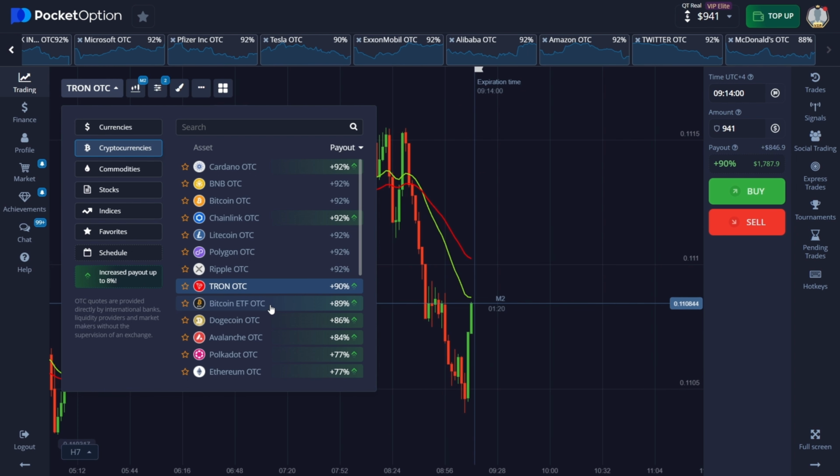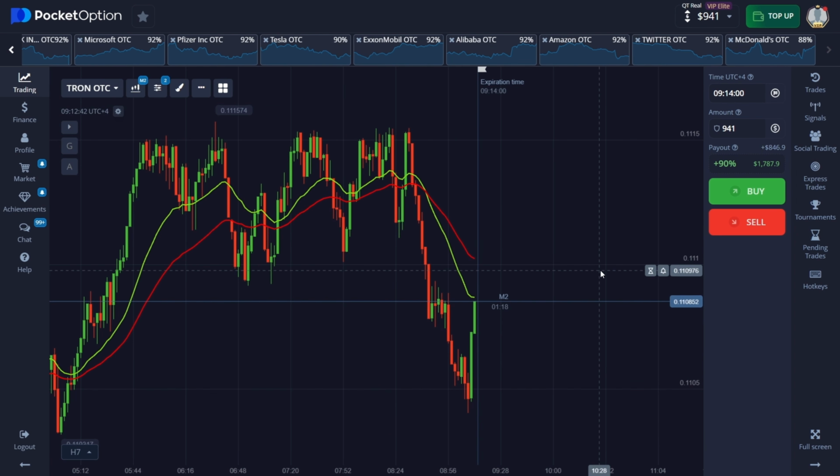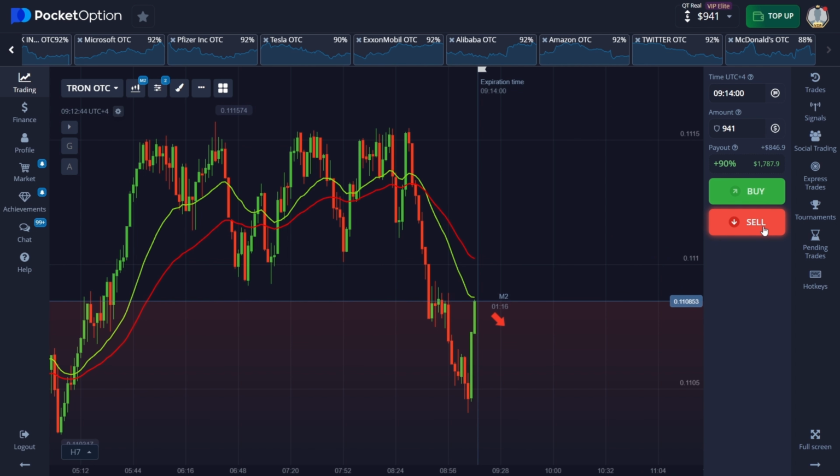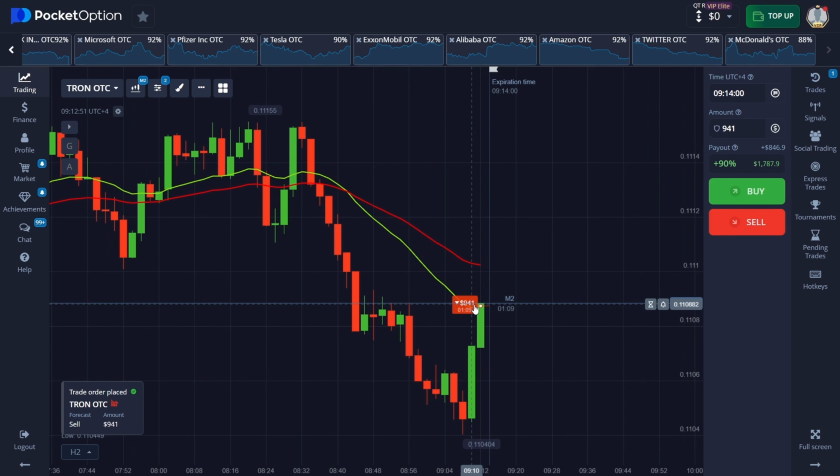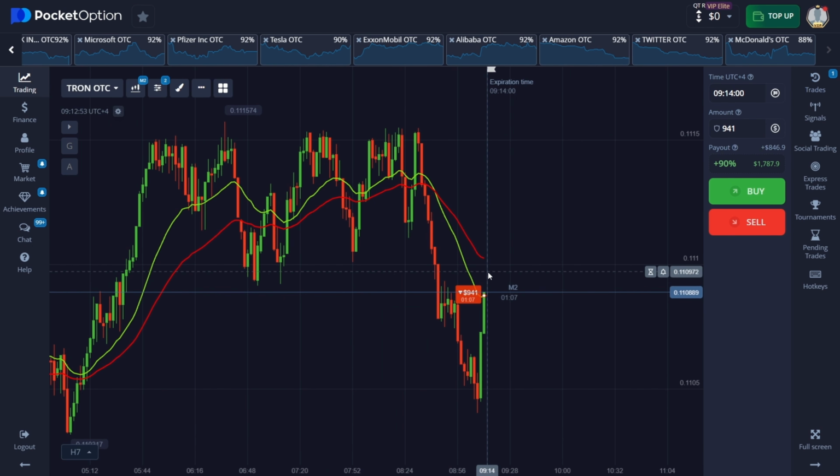I looked at cryptocurrencies and found a trade on Toncoin. If this candle gives us an entry above the moving average or near it, I'll place the trade for the downside move. I got an entry near the moving average and placed the trade for the downside move worth $941.